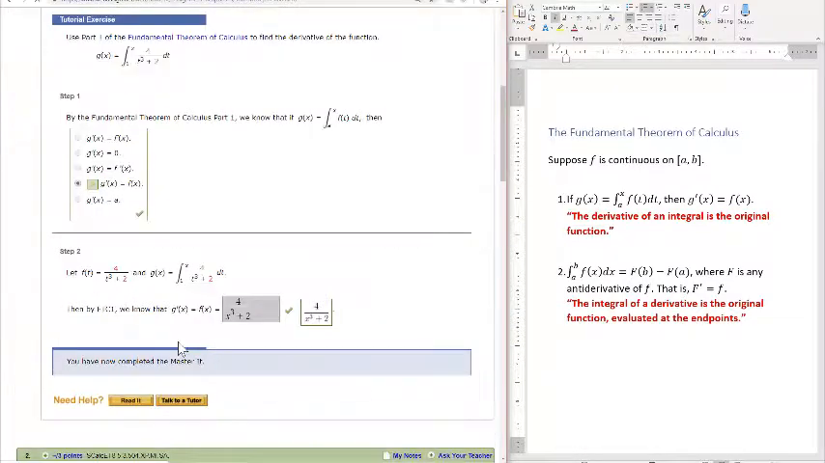So that's all there is to it with the fundamental theorem of calculus.